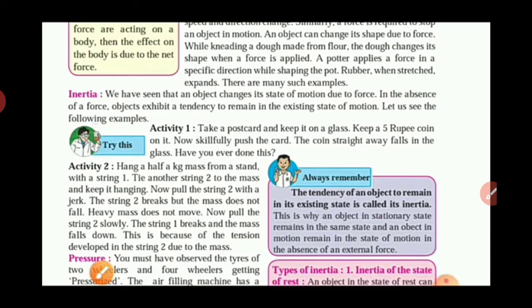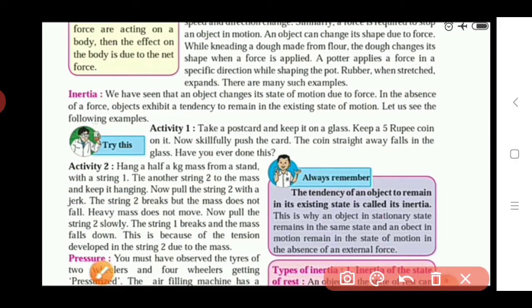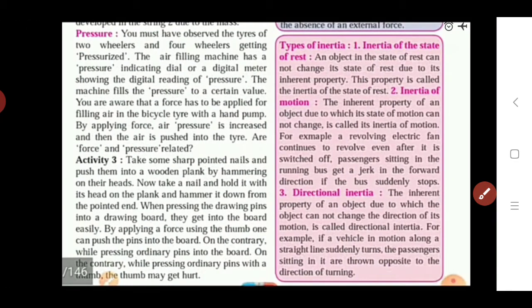In the last lecture we saw all these activities and also we saw the definition of inertia. So here we see what is inertia. The tendency of an object to remain in its existing state is called its inertia. So with these two activities we learn how inertia occurs in a moving or stationary object. So here we see the next concept, that is the types of inertia.